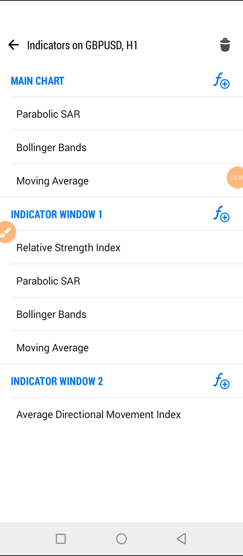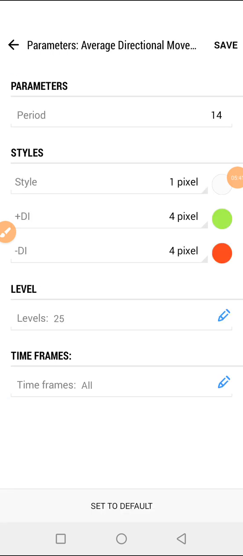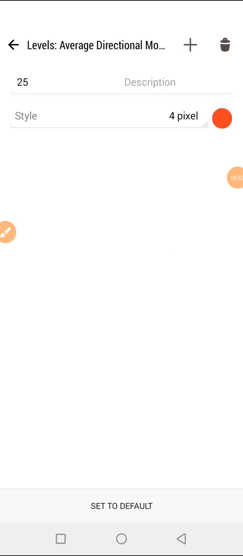ADX, which is the average directional movement index. I will tell you the reason why we are using the ADX in this strategy. It will have a period of 14. You don't need the style, so we only need the positive DI and negative DI. Then the level should be 25. That means you should just add level 25. Use any color of your choice, and it should be 4 pixel. So these are the settings.